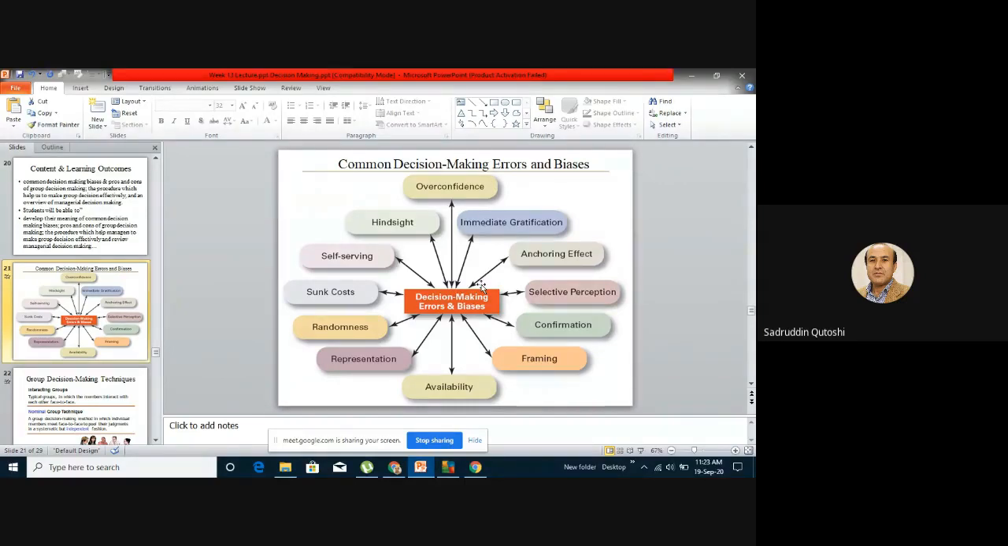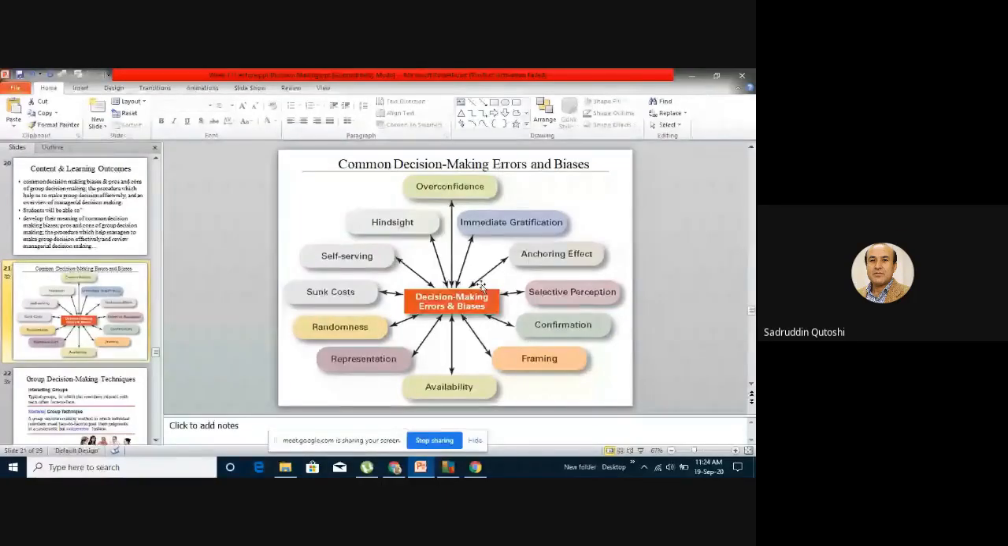Secondly, immediate gratification. That particular concept of error in decision making is very serious. For example, if the manager comes up with a decision for his own satisfaction or his own pleasure, without thinking about the implications at a later stage, this may give a poor decision. So that's why this becomes an error in decision making.